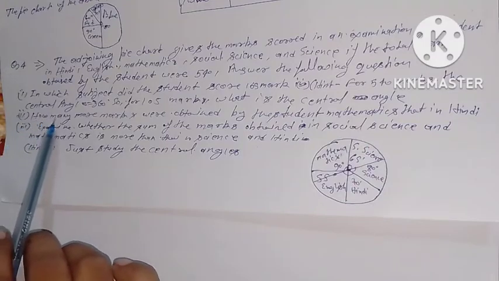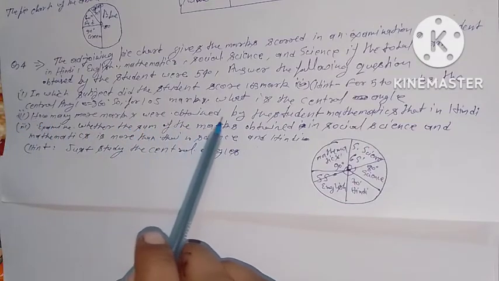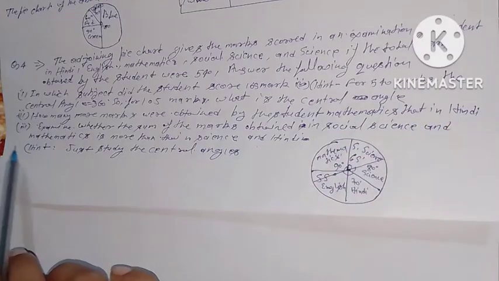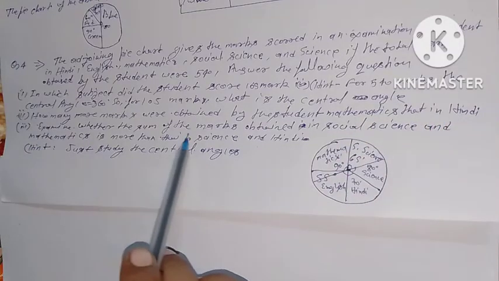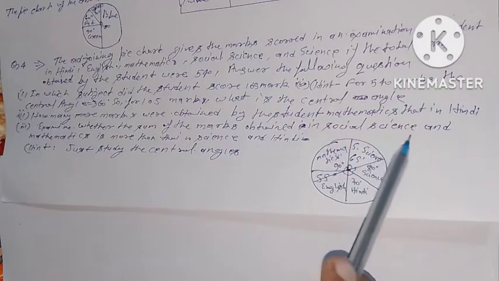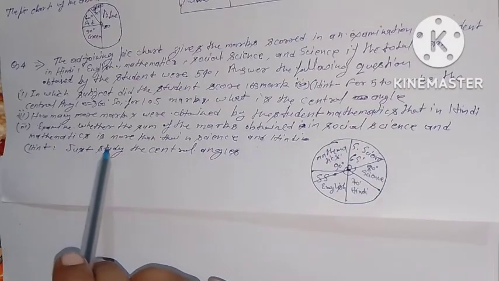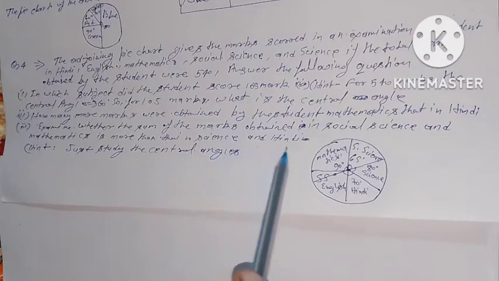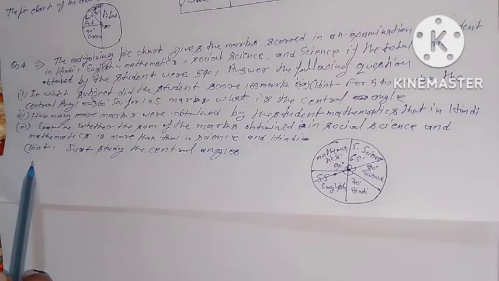Second question: how many more marks were obtained by the student in Mathematics than in Hindi? And examine whether the sum of the marks obtained in Social Science and Mathematics is more than that in Science and Hindi. Hint: just study the central angle. Okay. Solution.